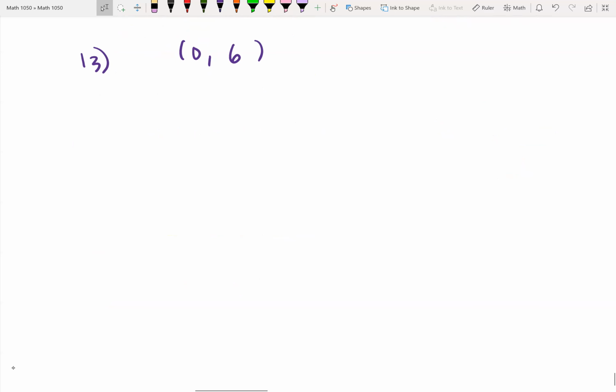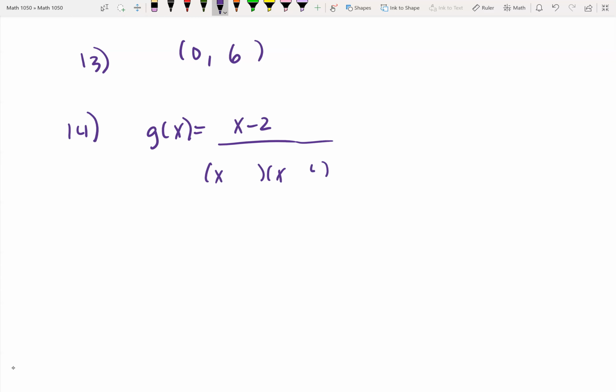Okay. Number 14. They want vertical asymptote and non-vertical asymptote. I know vertical asymptote comes from the bottom, so I'm going to factor the bottom. The 12 is going to split into a 4 and a 3 because they multiply to give me 12 and subtract to give me 1. Biggest is the negative. So that one right there is x equals negative 3. This one right here is x equals 4.